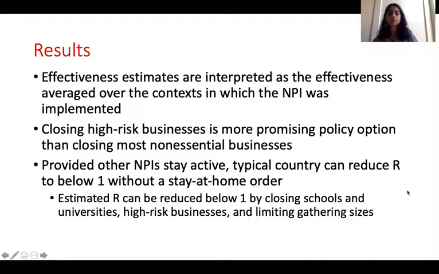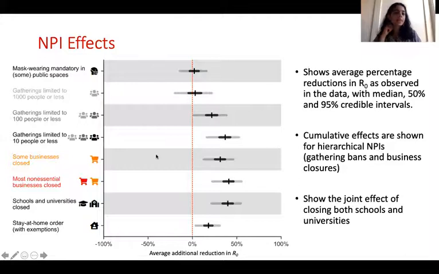Looking at some of the graphs that they use to show their effects, this was really useful for me to parse through the effects of the different NPIs. This essentially shows a different bar for each of the 8 NPIs they consider, and they show the effectiveness as the average additional reduction in R0 in percentage form as observed in the data. Before I go into detail, they show cumulative effects for hierarchical NPIs, so gathering bans and business closures, and they show the joint effect of closing both schools and universities because the dates of school and university closures almost perfectly coincided, and they couldn't meaningfully isolate their individual effects.